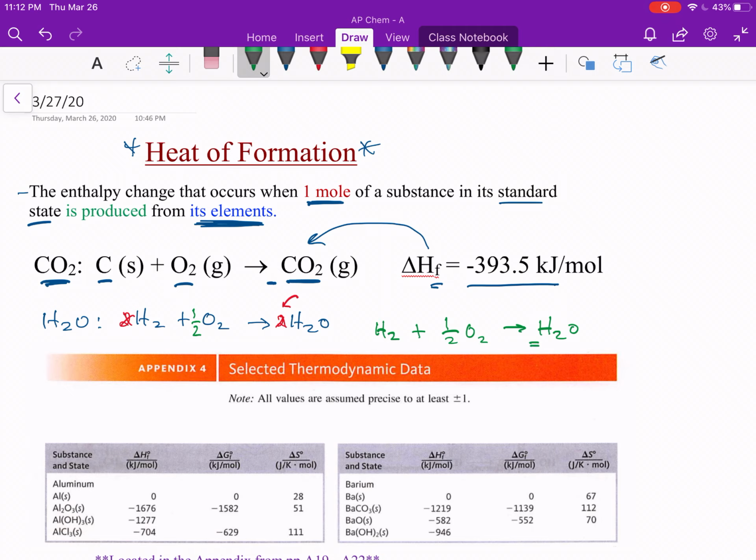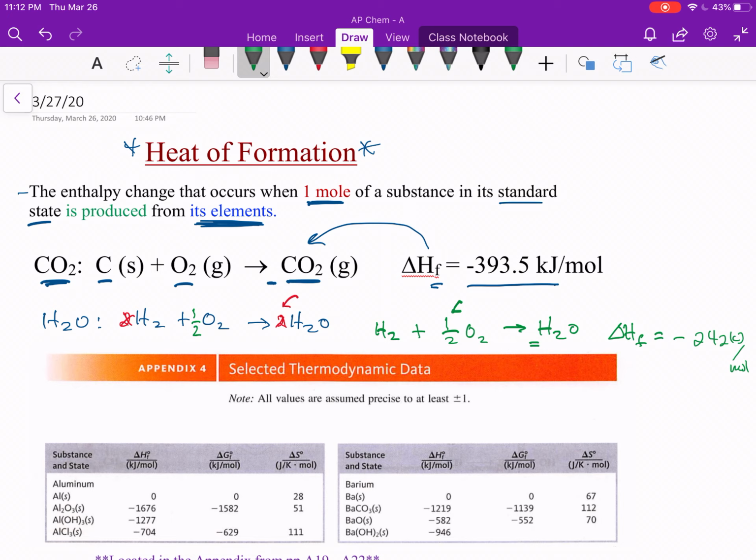That 1/2 just tells me that 1 mole of H2 reacts with a 1/2 mole of O2 to produce that. And if I look for my delta HF for that particular process, we're going to see that it's negative 242 kilojoules per mole. That's what a formation reaction is. And again, we'll get into what the standard state is in a second.